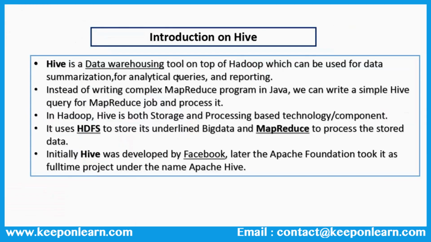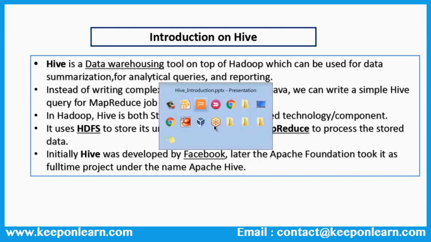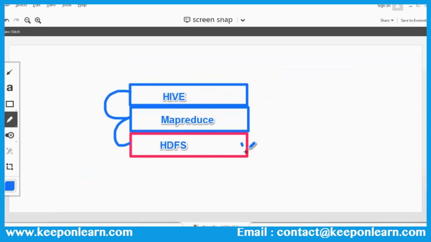Okay, the next thing is that, instead of writing complex MapReduce programs here, you simply write Hive queries that will be converted into a series of MapReduce programs. We have seen that in our discussion. So in Hadoop we use both storage and processing technologies. We have discussed that very thoroughly just now. It uses HDFS to store its underlying big data and MapReduce to process the stored data. That is exactly what we have seen in this diagram. HDFS and MapReduce both will be used for this purpose.